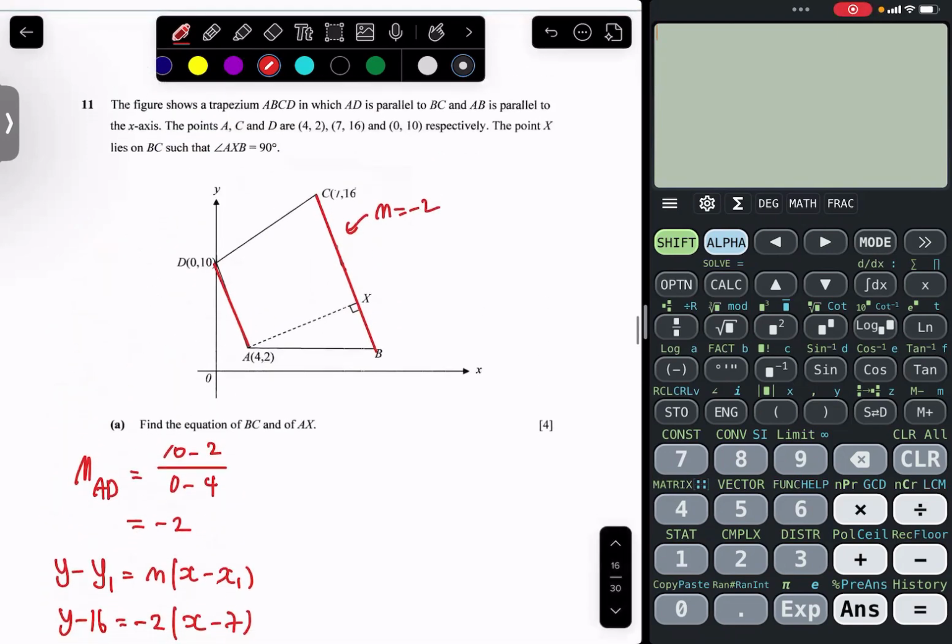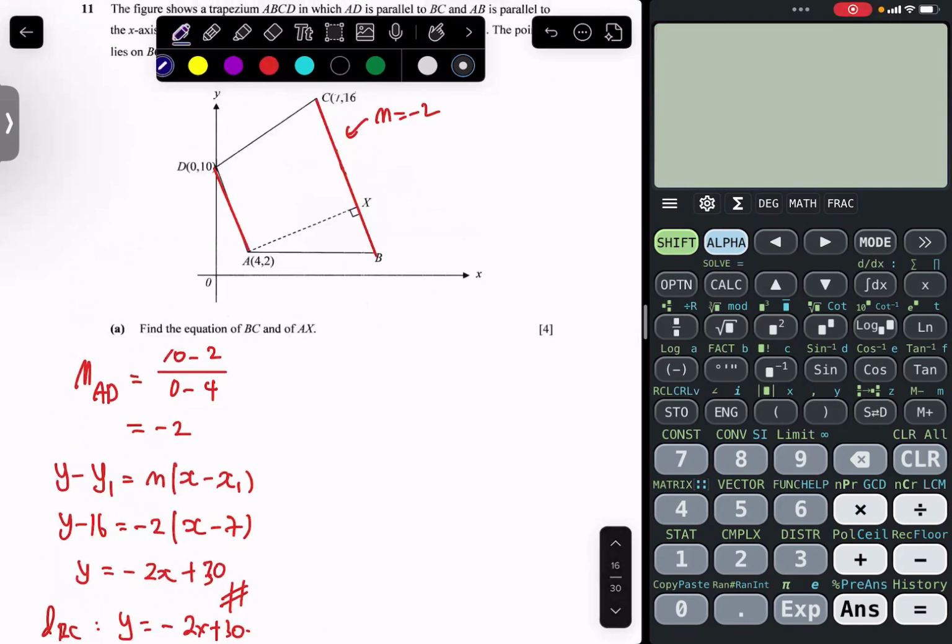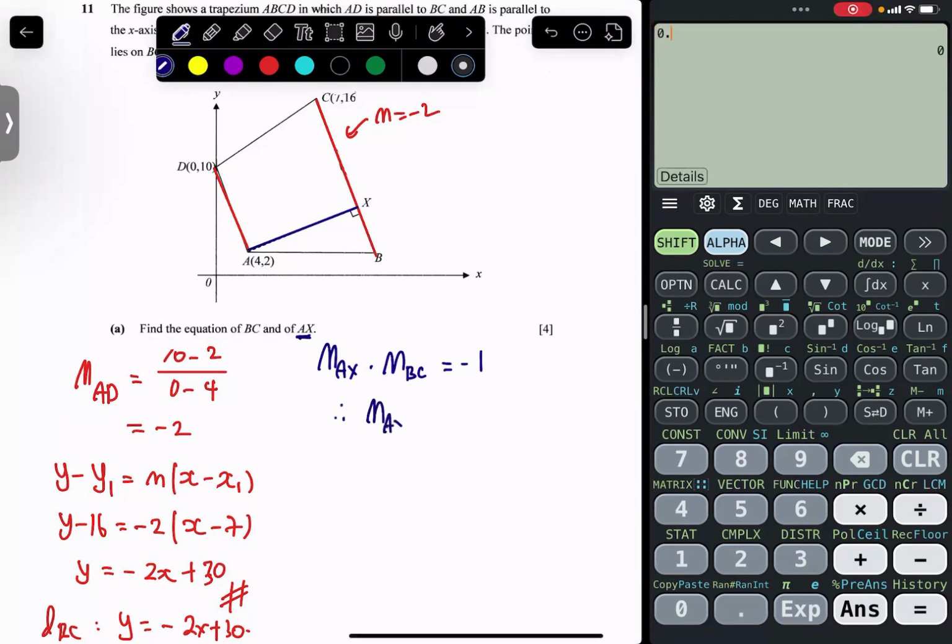Now, we know that to find the equation of AX, AX is perpendicular to BC. Since AX is perpendicular to BC, the gradient of AX times the gradient of BC must be negative 1, because it is 90 degrees. So therefore, the gradient of AX is negative 1 divided by negative 2, so it's positive half.